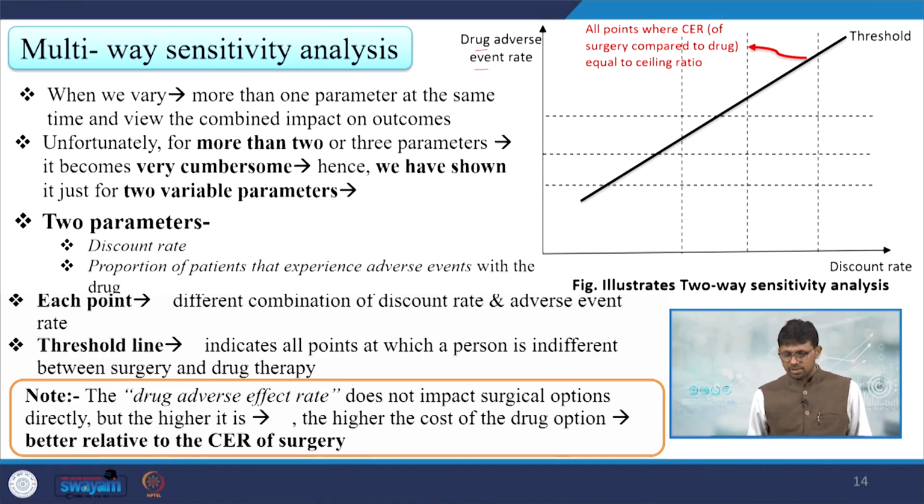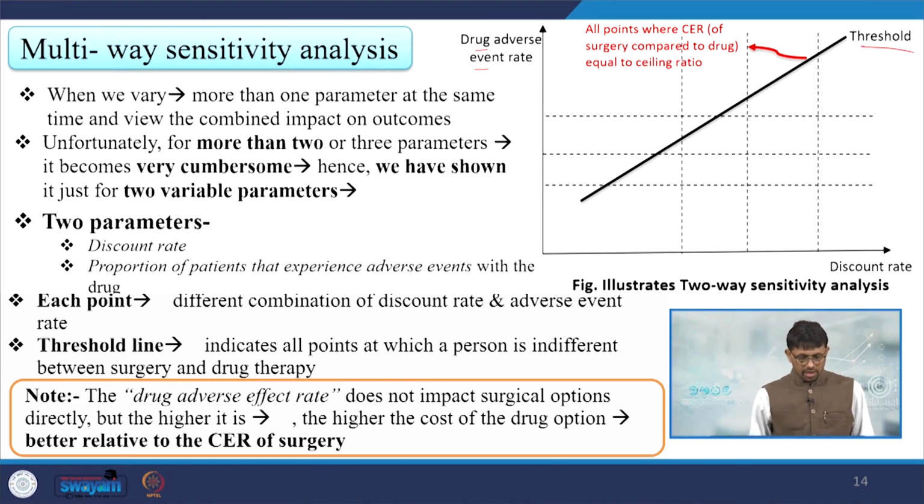So, the line is basically comparing these two: either going for the drug adverse event rate, that is the proportion of patients that experience adverse events with the drug, or going for discount rate based decisions. All points on the threshold line explain that a person is indifferent between surgery and drug therapy. Okay. So, drug and surgery therapy can be explained through the threshold line that we have already highlighted here.